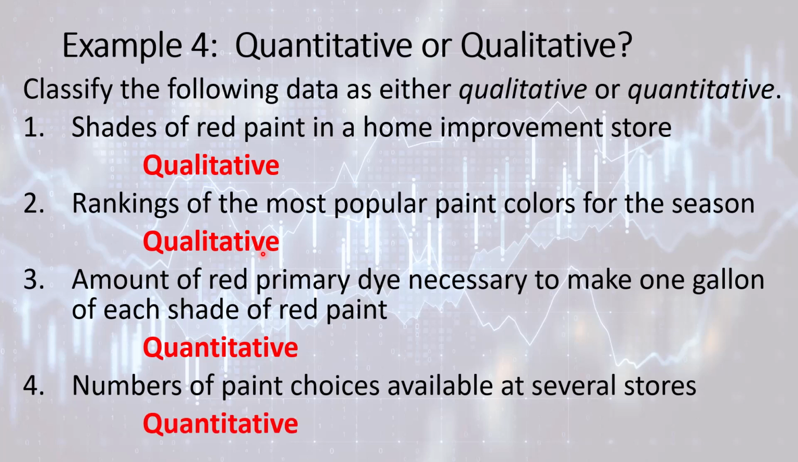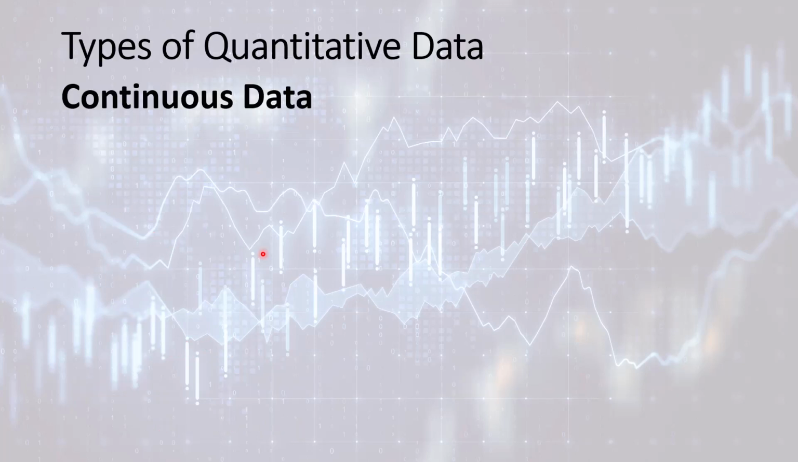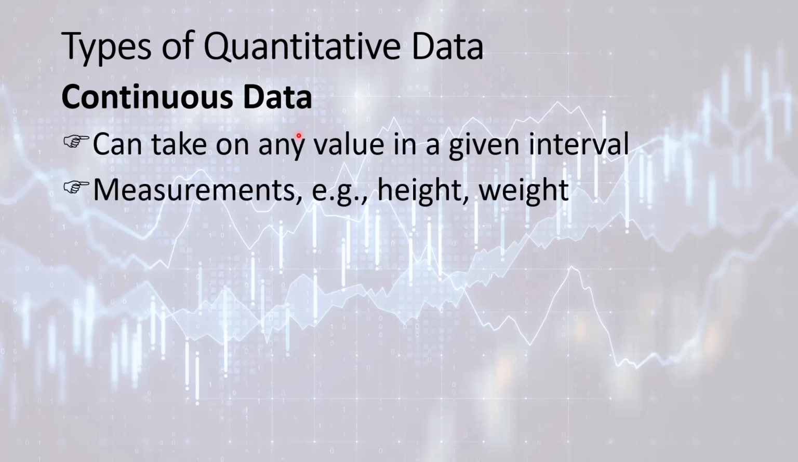Okay, now we have quantitative and we have qualitative data. Qualitative data obviously is discrete. Quantitative data can be measurements or counts. Now typically, if the quantitative data is a measurement, it will be continuous. Not always, but usually. Okay, which basically means it can take on any value within a given interval.